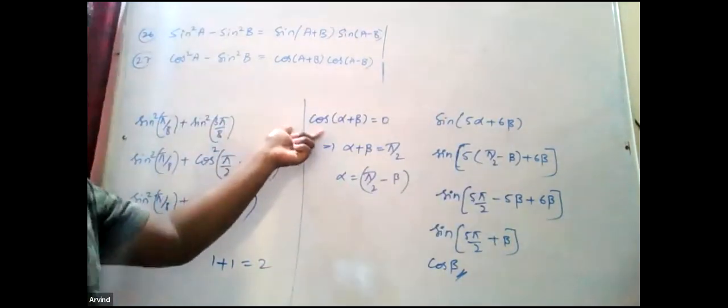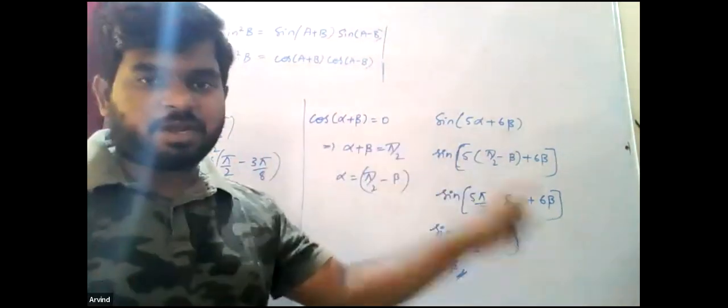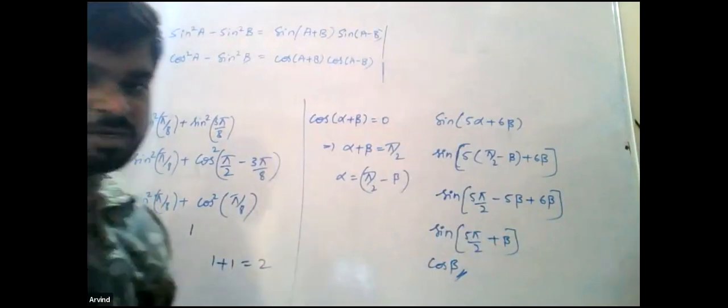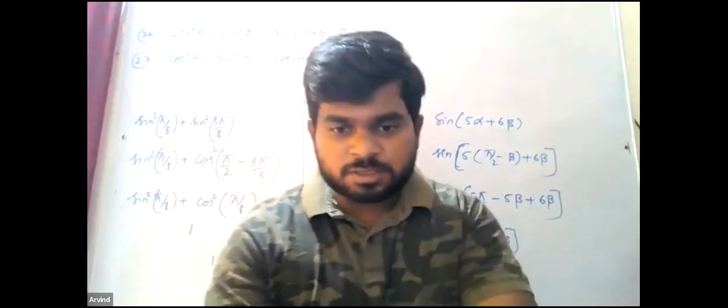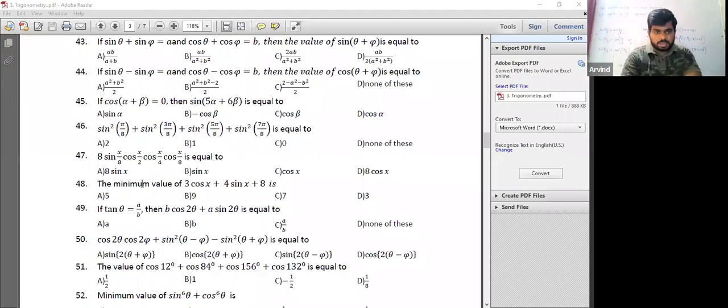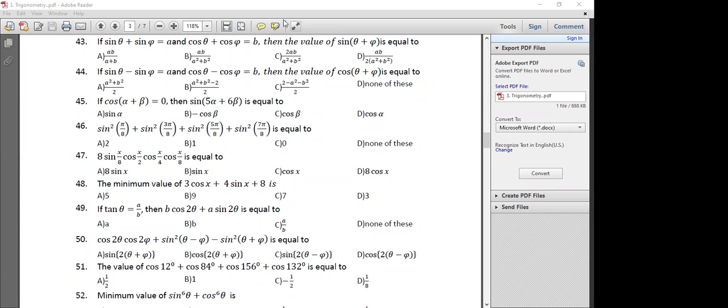In the same way for sin square 5 pi by 8 and 7 pi by 8, the same stuff you have to use. That also gives 1. Already 1, so 1 plus 1 is 2. I hope it's clear. If you feel I'm going fast, you can tell me, I'll slow it down. If you're understanding, no issues. Sir, please explain again. Sure, definitely.